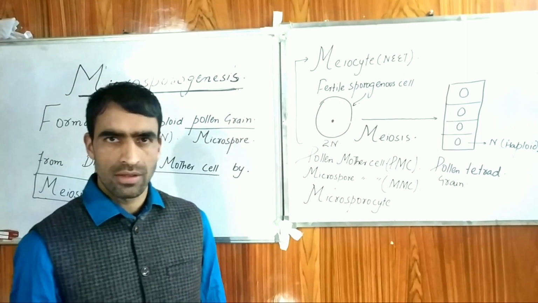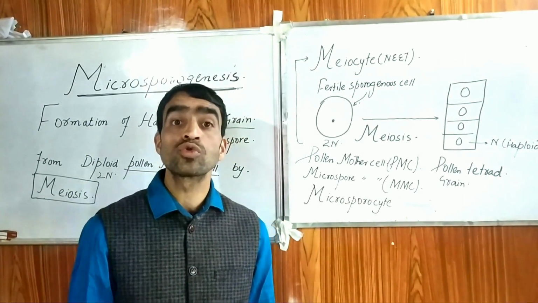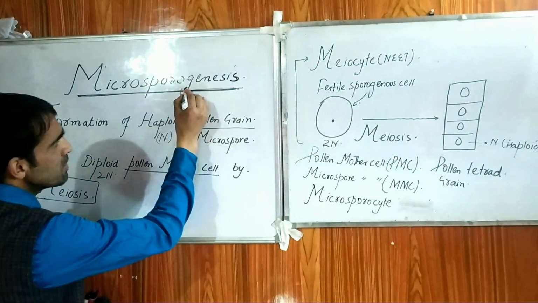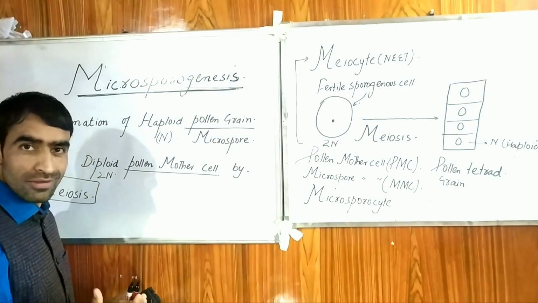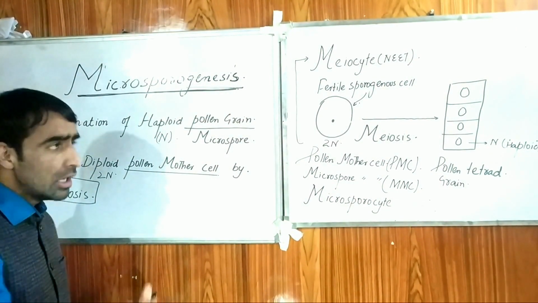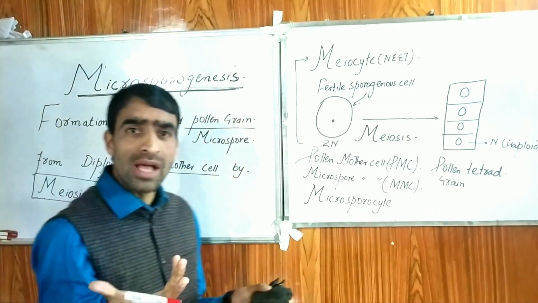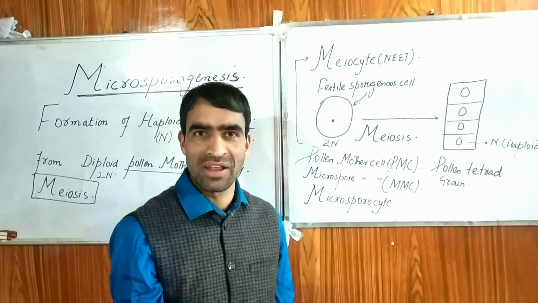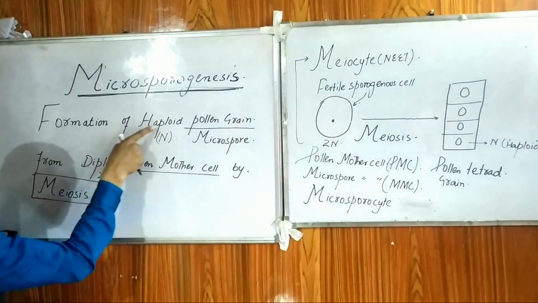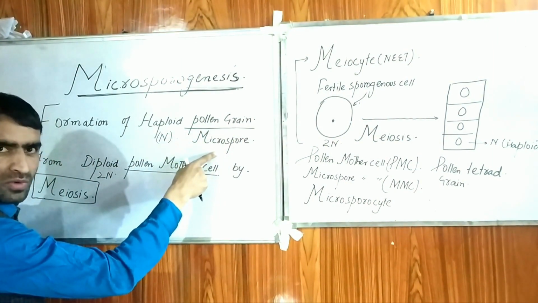Beta, our topic is microsporogenesis. As you know, genesis means formation, like oogenesis and spermatogenesis. Microspore is another name for pollen grain. Can you claim now? The formation of haploid pollen grain, you call this a microspore.